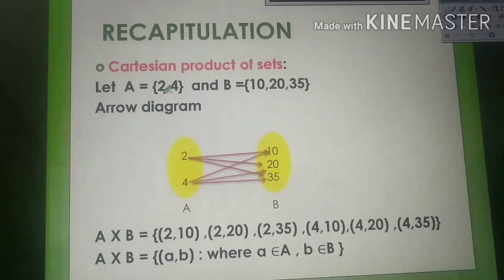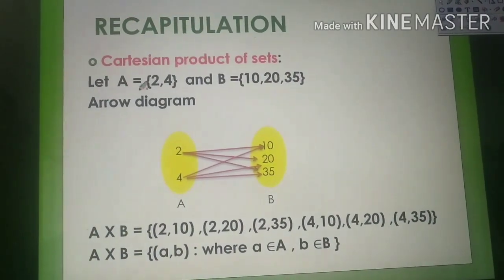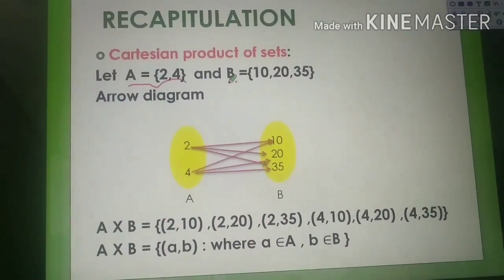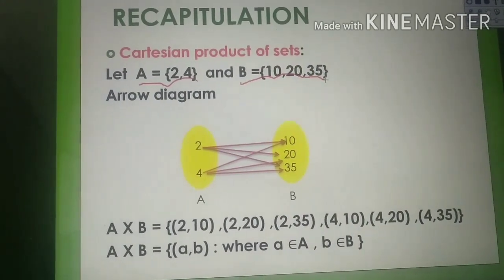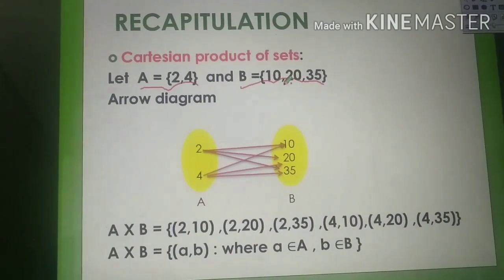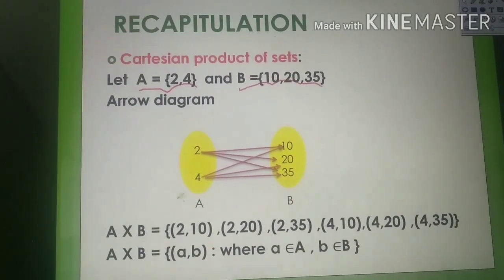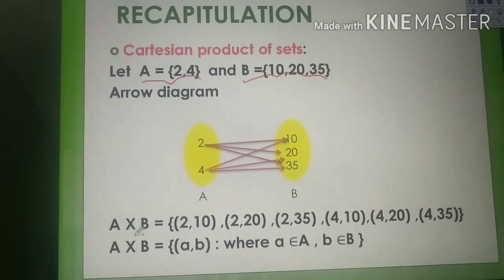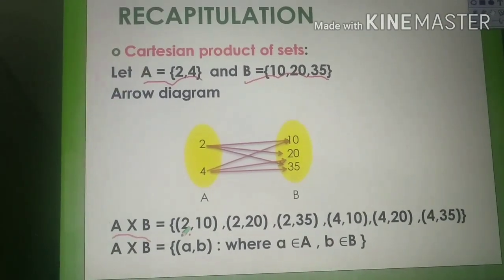Let A be any set with two elements 2 and 4, and B is another set with elements 10, 20 and 35. Number of elements in A is 2 and number of elements in B is 3. So we need to find the Cartesian product of these two sets. Cartesian product is denoted by A cross B and its elements are in the form of ordered pair.